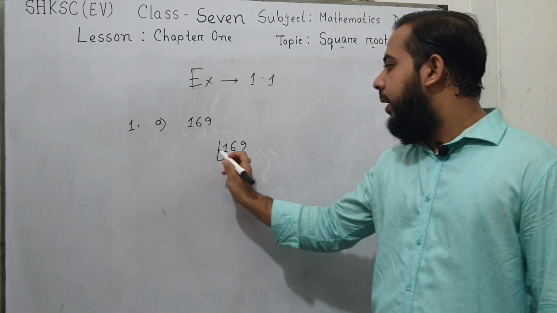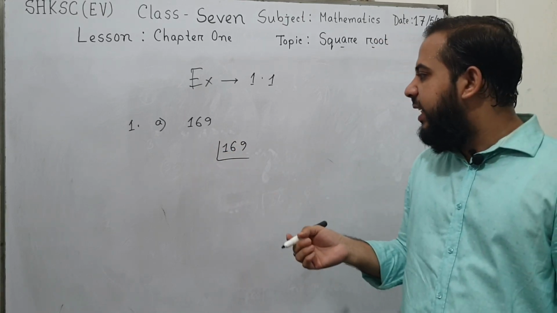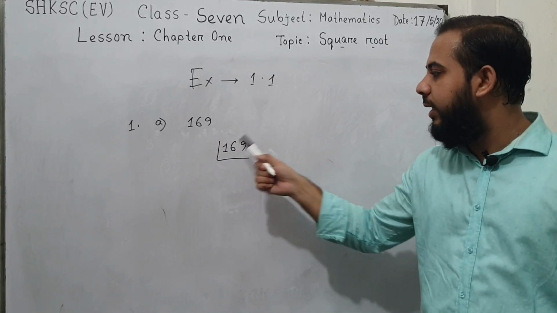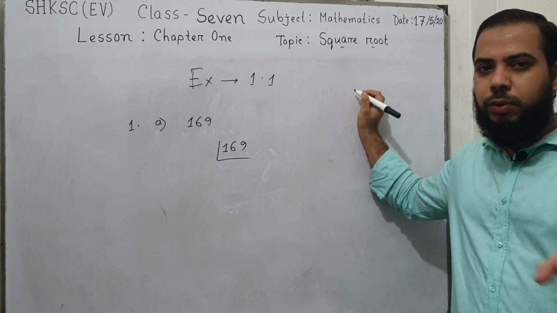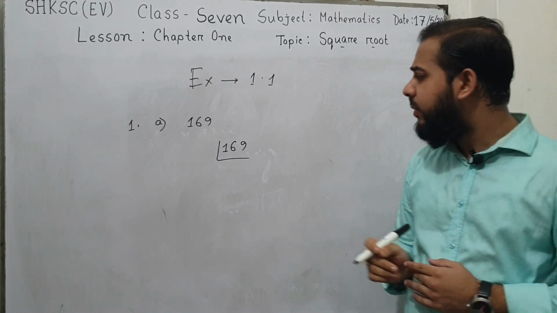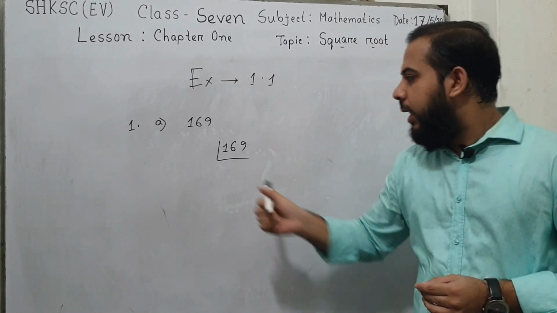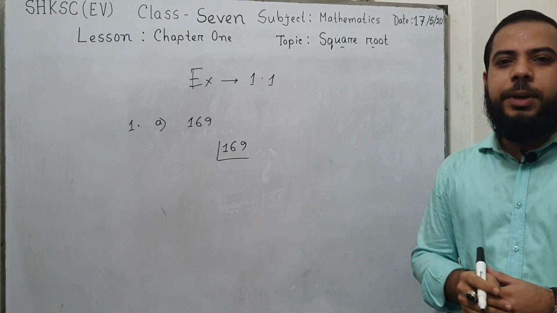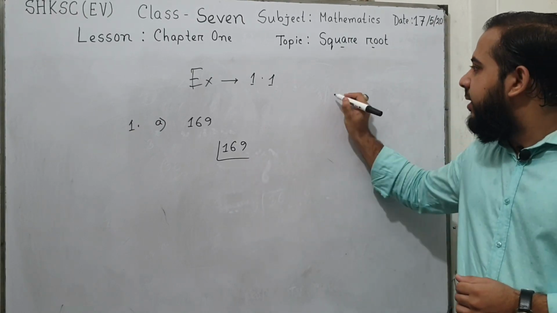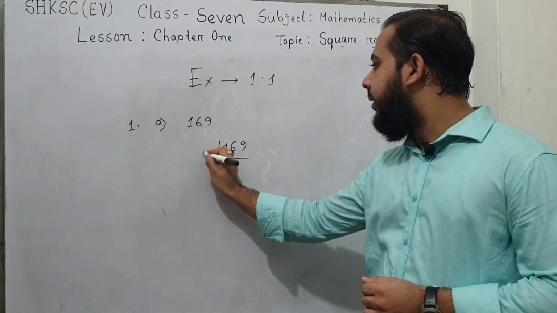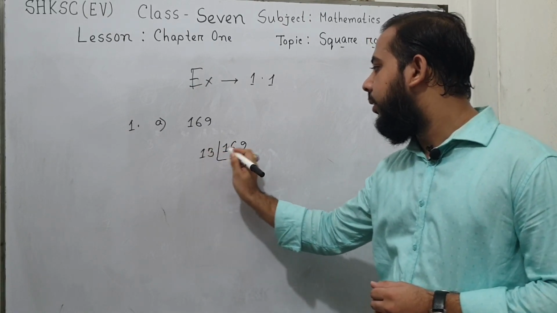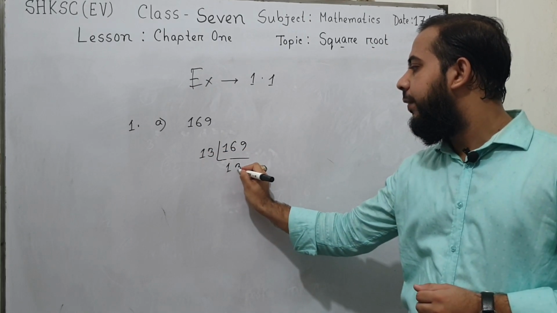Again, we can check whether we can divide it by 7, and we cannot divide it by 7. If you want to check, you can do rough work. Then the next prime number is 11, and obviously this is not divisible by 11. The next prime number is 13, and we can see that it is divisible by 13. So if we divide, we will get 13.